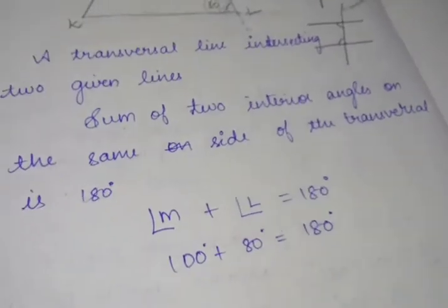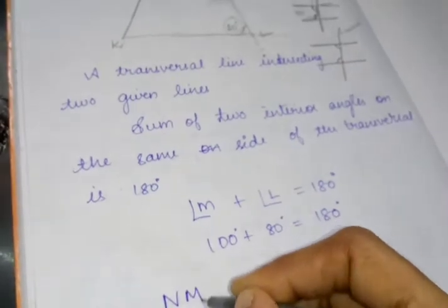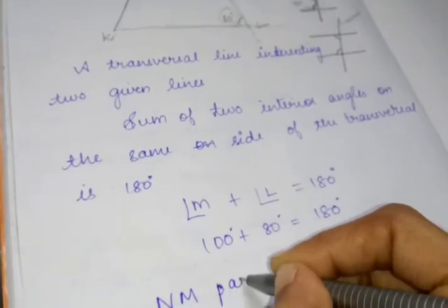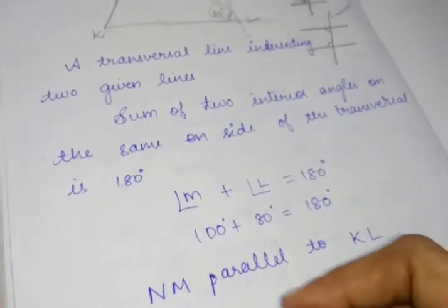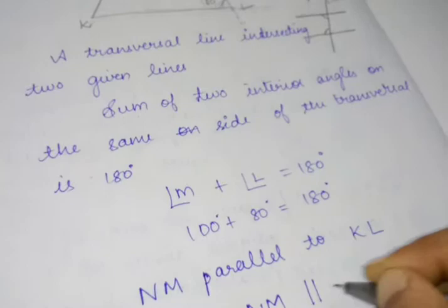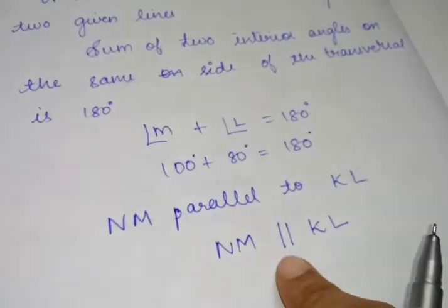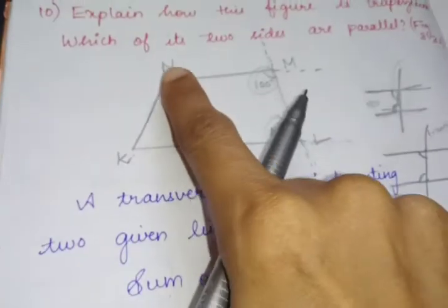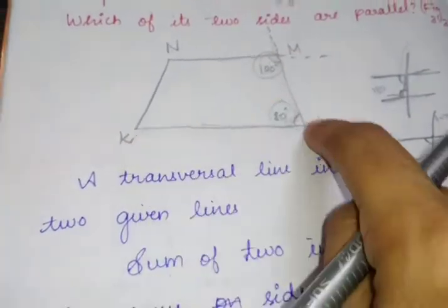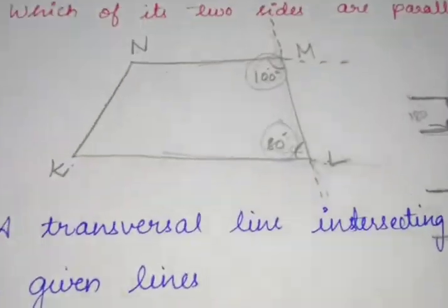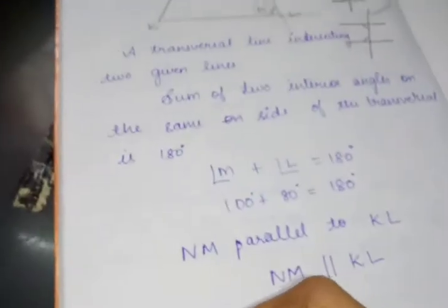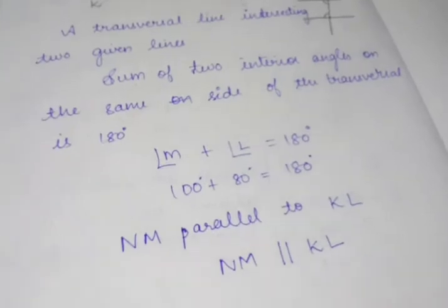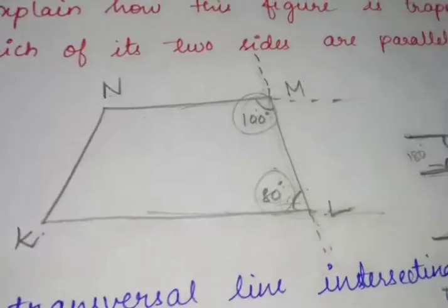Therefore, what we can say, NM is parallel to KL. This is your parallel symbol. So we can say that line NM and line KL are parallel lines. Can we say like that? Yes. Now, since one pair of the sides are parallel, we can say that the figure is a trapezium.